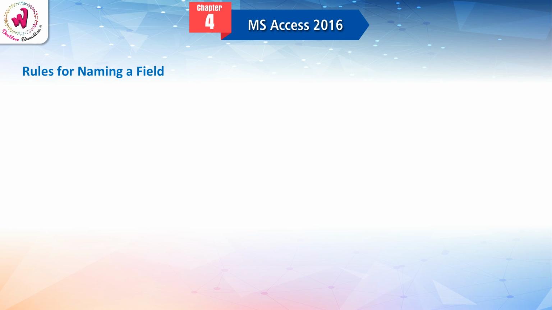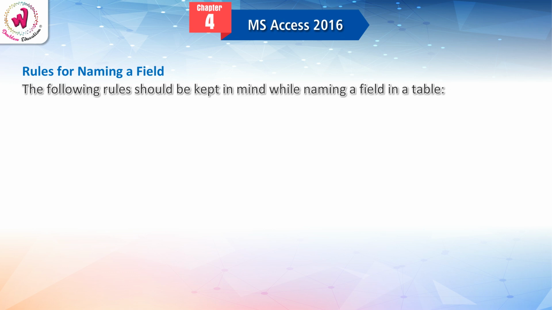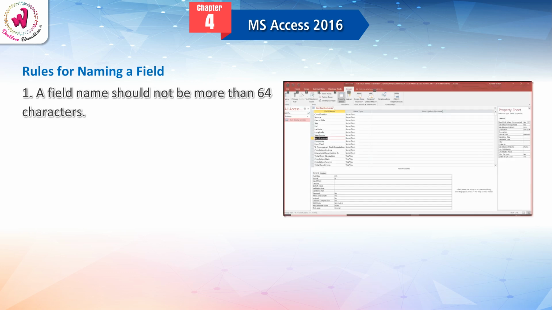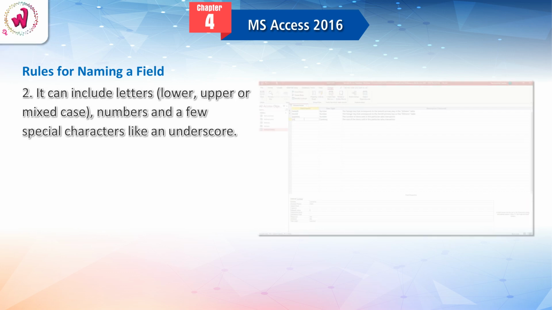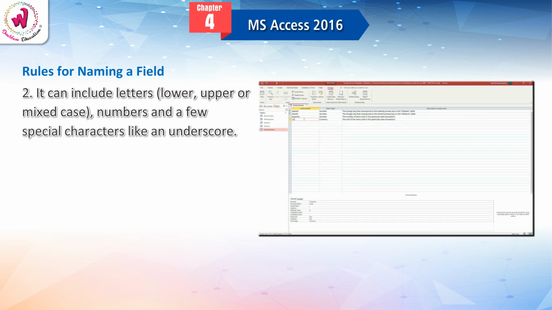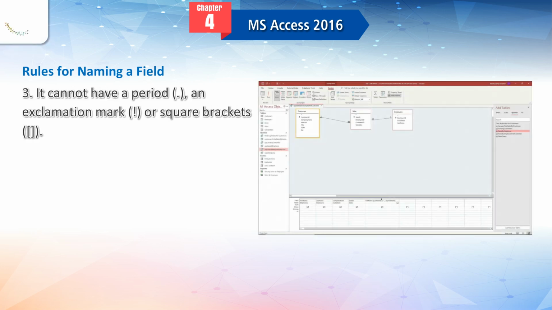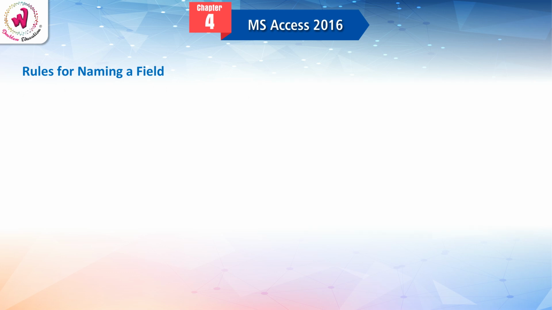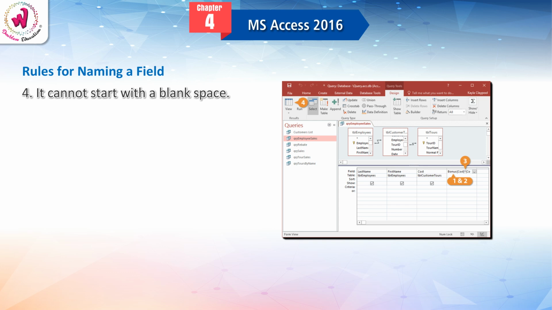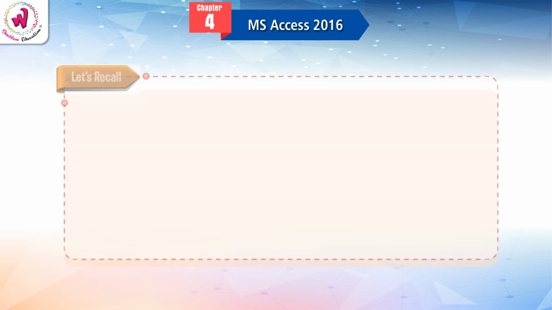Rules for naming a field. The following rules should be kept in mind while naming a field in a table. 1. A field name should not be more than 64 characters. 2. It can include letters, lower, upper or mixed case, numbers and a few special characters like an underscore. 3. It cannot have a period, an exclamation mark or square brackets. 4. It cannot start with a blank space.